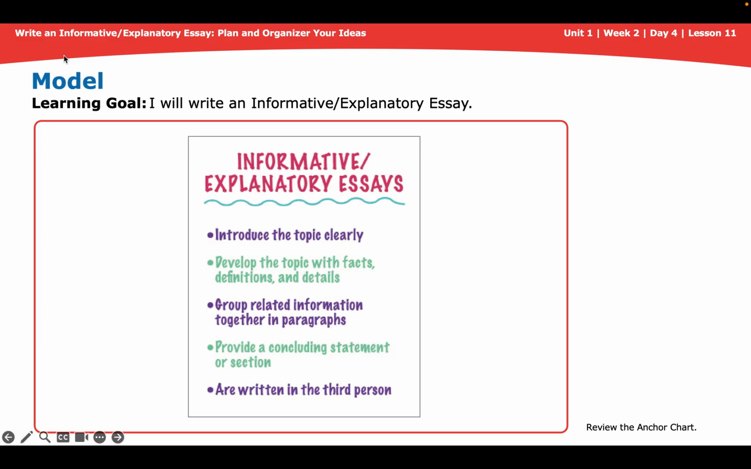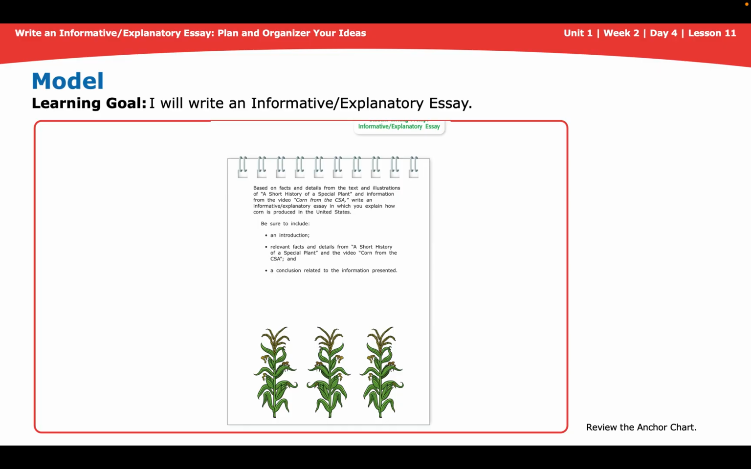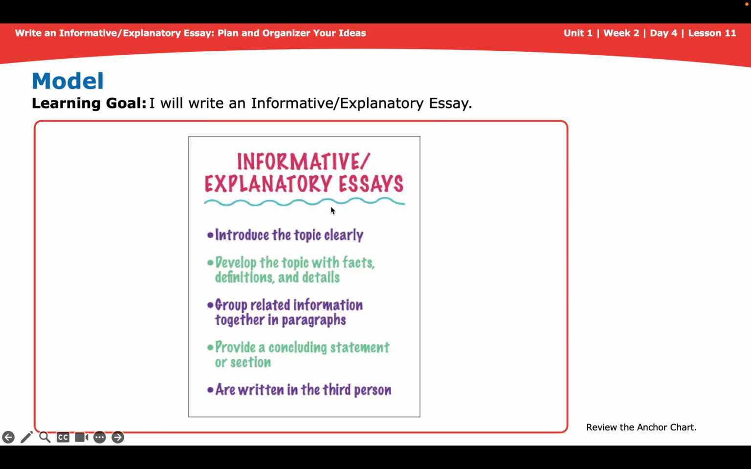All right, so earlier this week we took notes from print and video sources referenced in the student writing prompt. The print source was a short history of a special plant, and the video source was Corn from the CSA. Today I'm going to show you how I use a planning guide to organize an essay, and then you guys are going to organize before you start drafting.